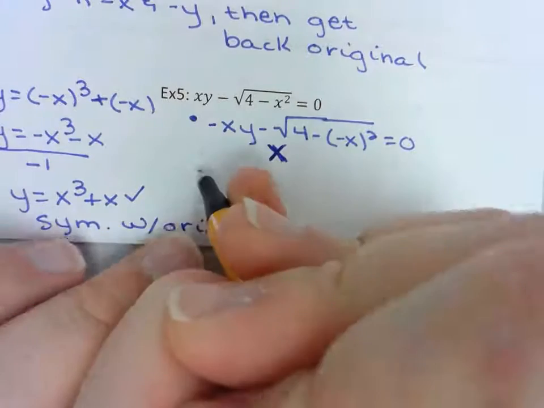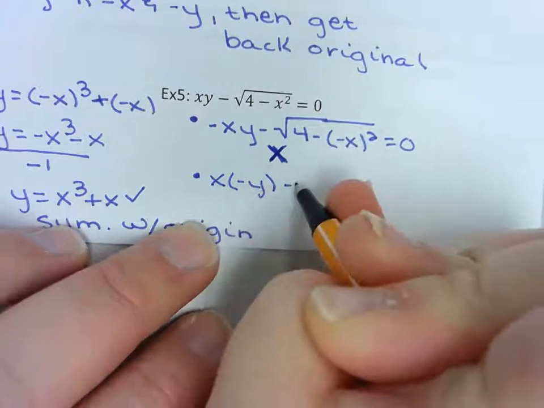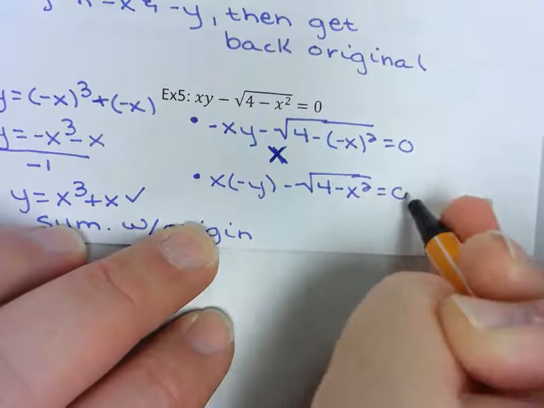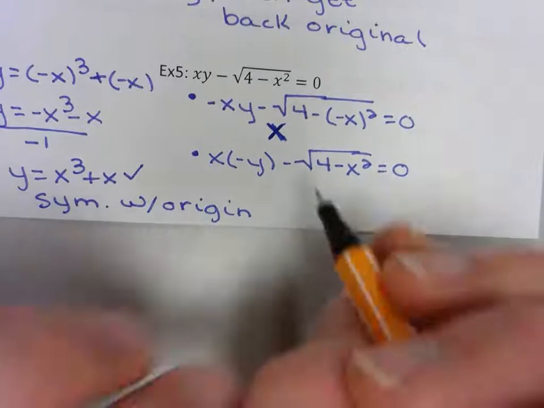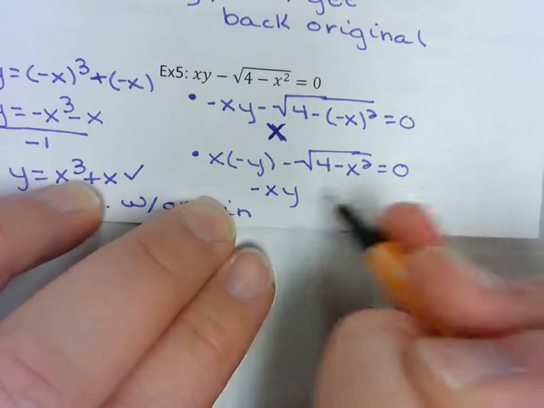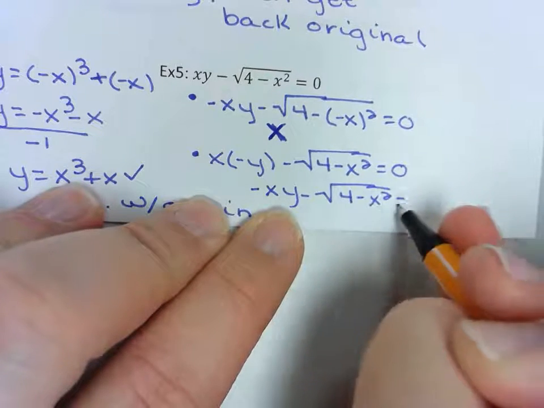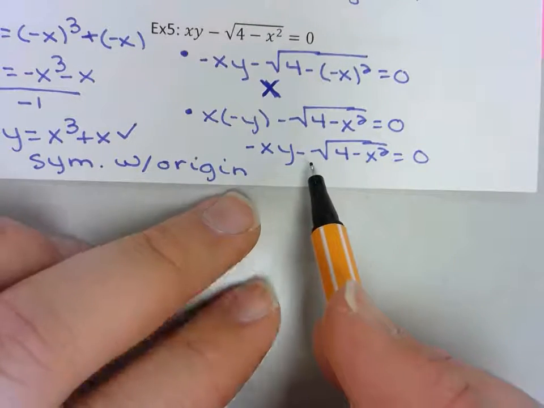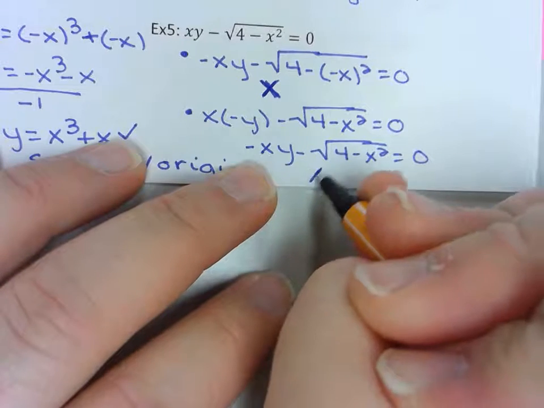So let's go ahead and plug in a negative y. We're going to run into the same issue. If I plug in the negative y, that's going to give me a negative xy minus the square root of 4 minus x squared. I could divide by a negative, but then that would turn this into a positive square root, which isn't the original, so that's not going to work.